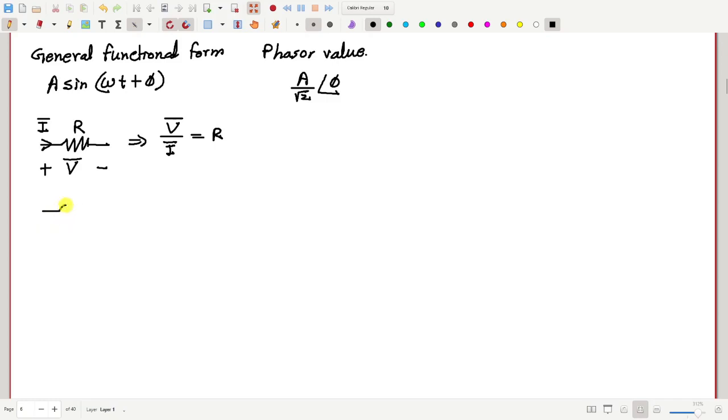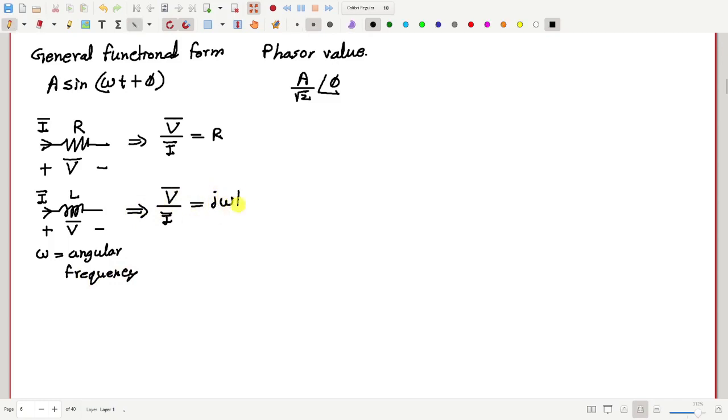Similarly, if we have an inductor with inductance L, and again the current is I bar, voltage across it is V bar, and suppose omega is the angular frequency of the supply, okay, then we can write that V bar by I bar is equal to J omega L.